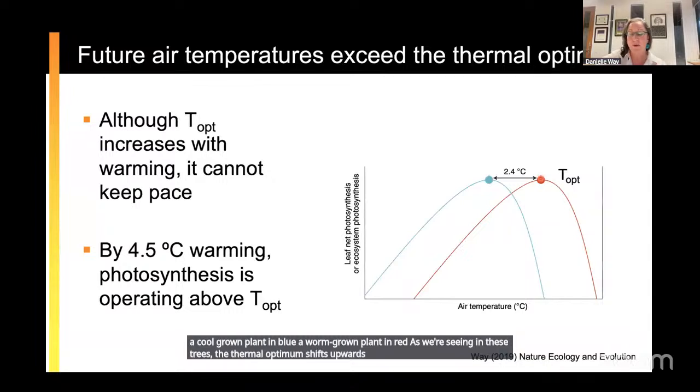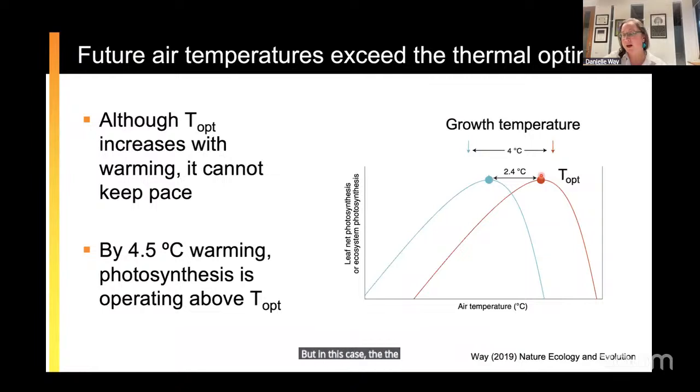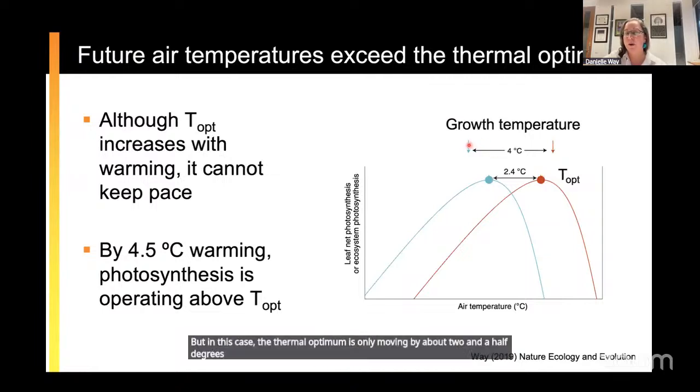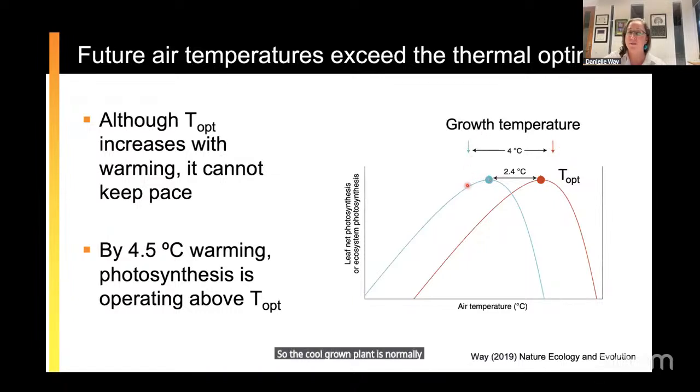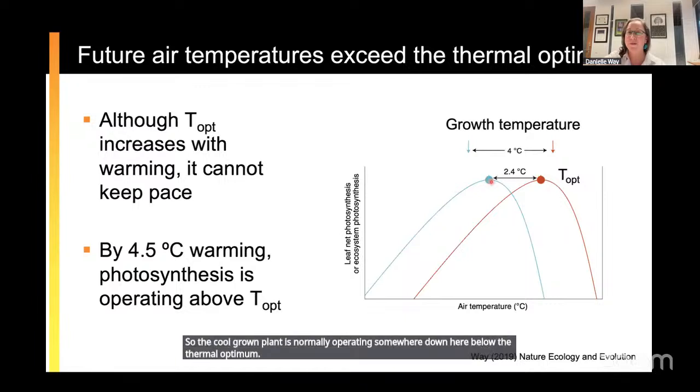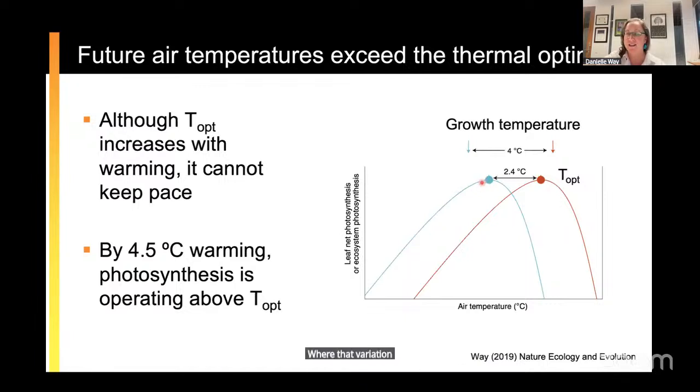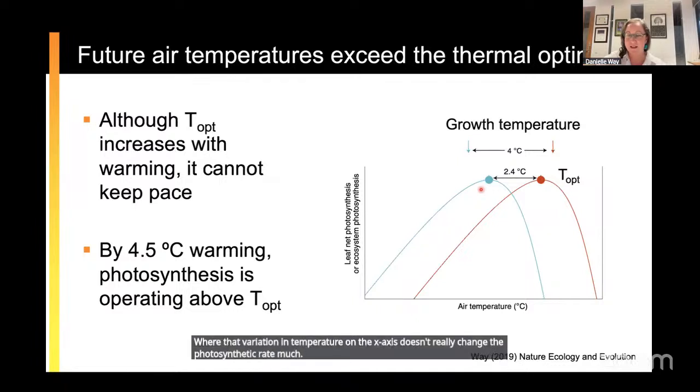So that's what we would expect to see. But in this case, the thermal optimum is only moving by about 2.5 degrees, and the growth temperature is actually a 4 degrees difference. So the cool-grown plant is normally operating somewhere down here below the thermal optimum, where that variation in temperature on the x-axis doesn't really change the photosynthetic rate much when you look at the y-axis.